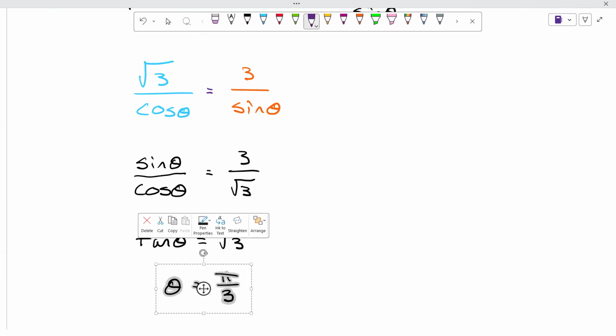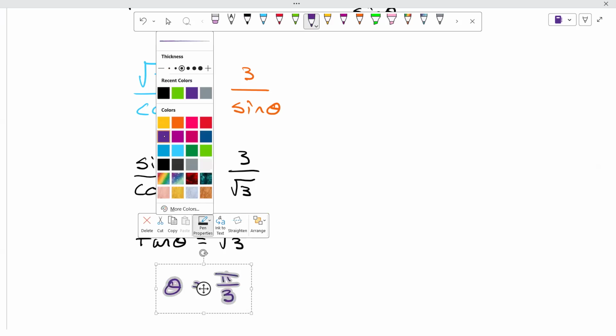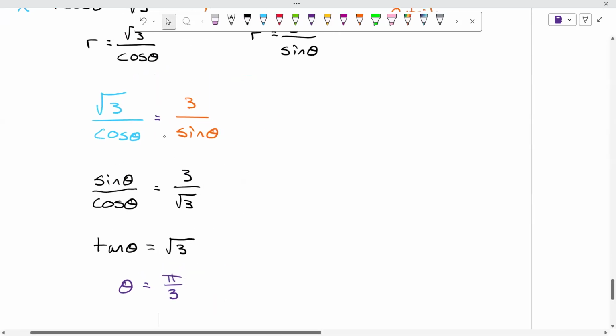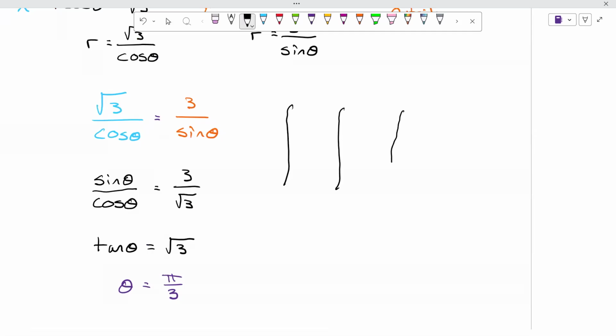And just like that, I've got all of my limits. If I put them all together, theta was going to go from pi over 4 up to pi over 3. Those were the last ones we figured out.